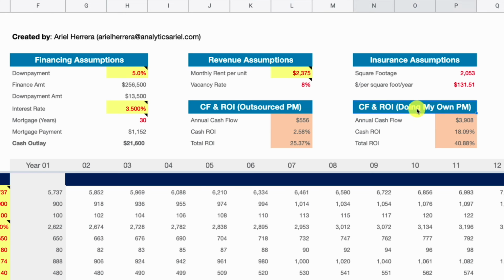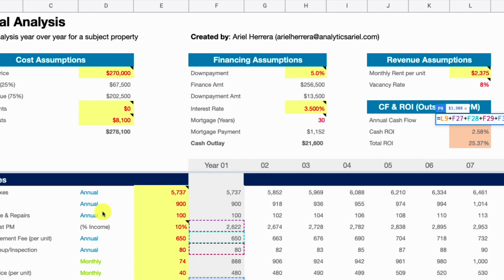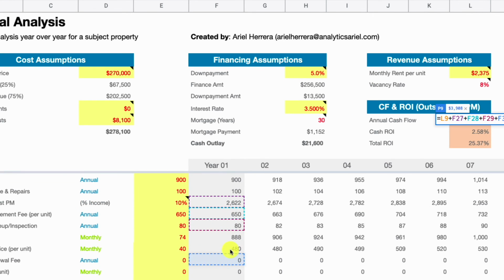But if we actually manage this property on our own, our cash flow is at about 18%. This is because we add back the cost of the property manager, the tenant placement fee, inspection, in this case assuming that maybe I'm doing the inspection, I'm doing some tune-ups, and the lease renewal fee.